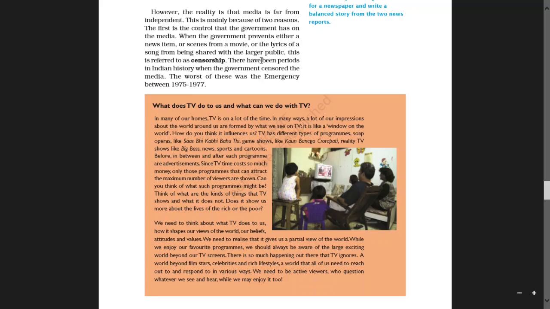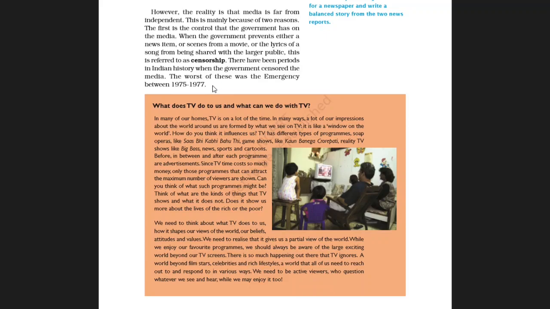There have been periods in Indian history when the government censored the media. The worst of this was the emergency between 1975 to 1977.